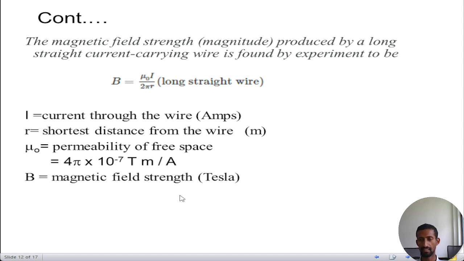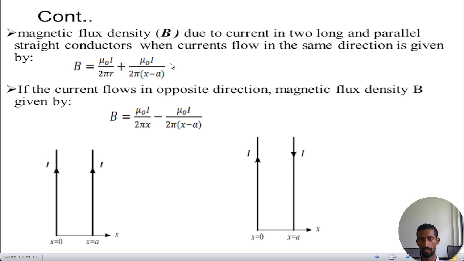What if the current carrying conductors are connected in parallel? The currents may be in the opposite direction or in the same direction. Here we determined only the magnetic field due to a single current carrying conductor. But how will it be if the current carrying conductors are in parallel? We can use this formula. Magnetic flux density due to two long, parallel straight conductors where current flows in the same direction, like this one. In the same direction, the magnetic fields will have the same direction, so it will be additive.